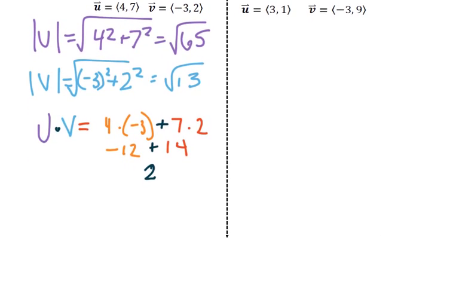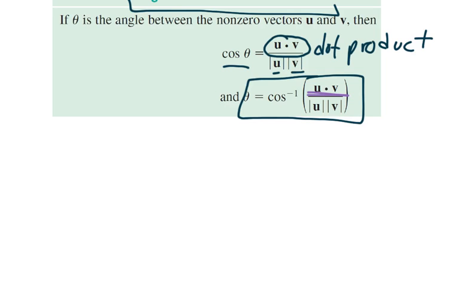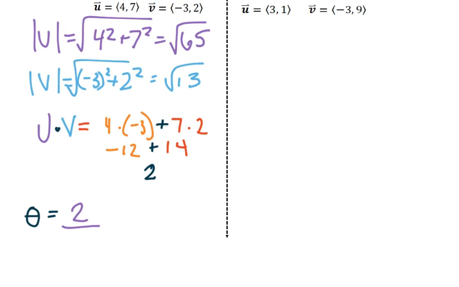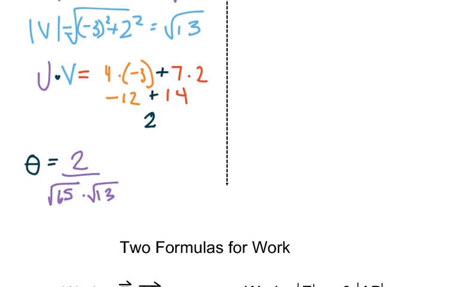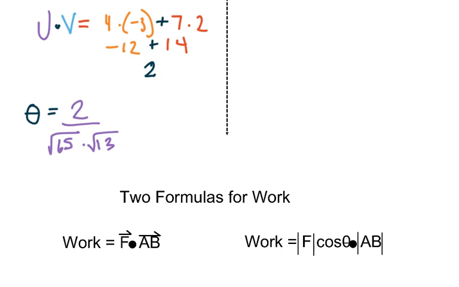So that means that in order to get the angle, we're going to end up with 2 on top, because the dot product was on top in the formula. Again, we're using this formula here, dot product, and then the 2 magnitudes multiplied. So we'll have square root of 65, and then square root of 13. Oh, sorry, I wrote this backwards. We need the cosine inverse of this, and that will equal the angle.